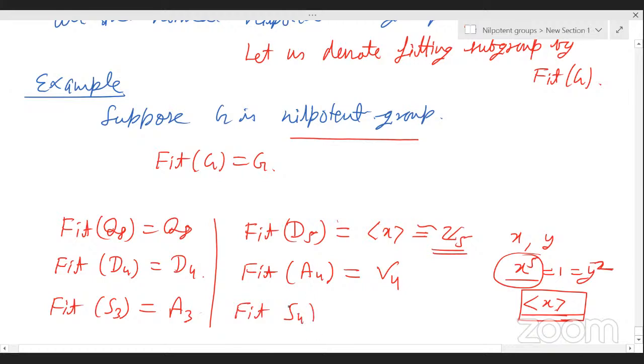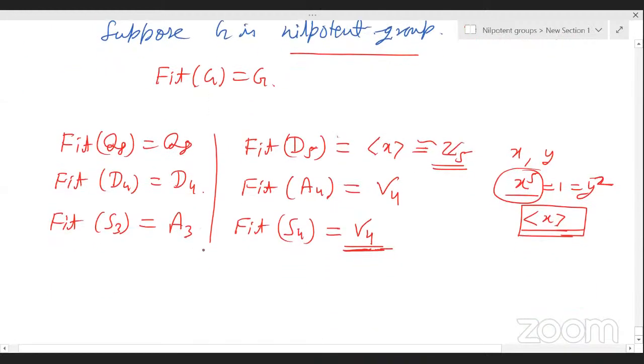What is the Fitting subgroup of S4? The largest normal nilpotent subgroup. Okay, please try to select all normal subgroups which are nilpotent. A4 is normal in S4, but A4 is not nilpotent. V4 is normal in S4, V4 is nilpotent, and the trivial subgroup is normal. S4, because it is not nilpotent, will not come in this list. So the largest normal nilpotent subgroup is V4 itself. Okay, so in this way you can determine the Fitting subgroup of a group.